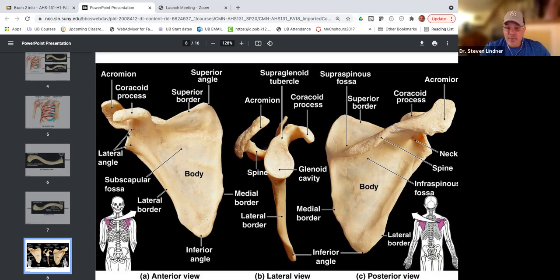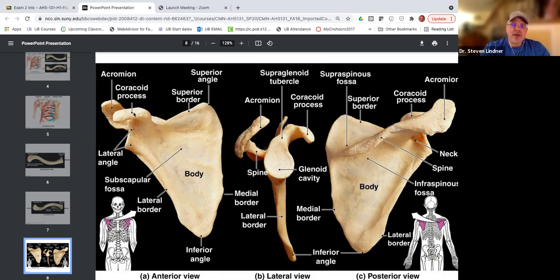Then I'd say there's three borders. There's a medial border, also known as the vertebral border. There's a lateral border, also known as the axillary border. And then there's a superior border. So we have four fossas. We have three borders. We have three angles. And then we have two large processes.